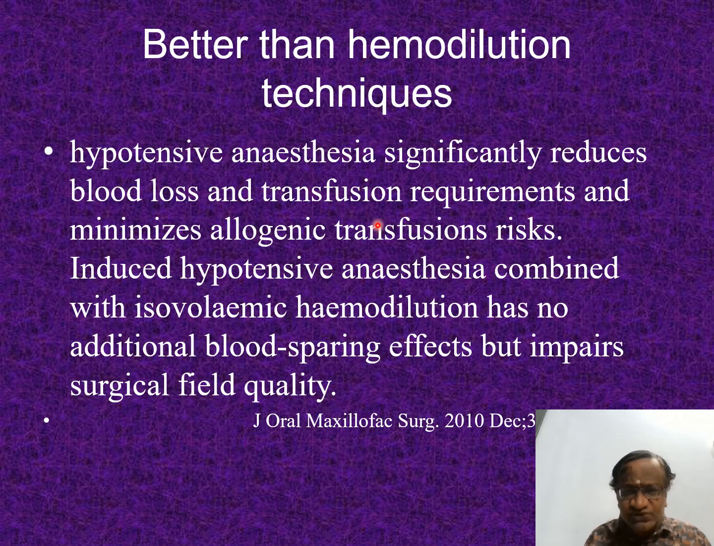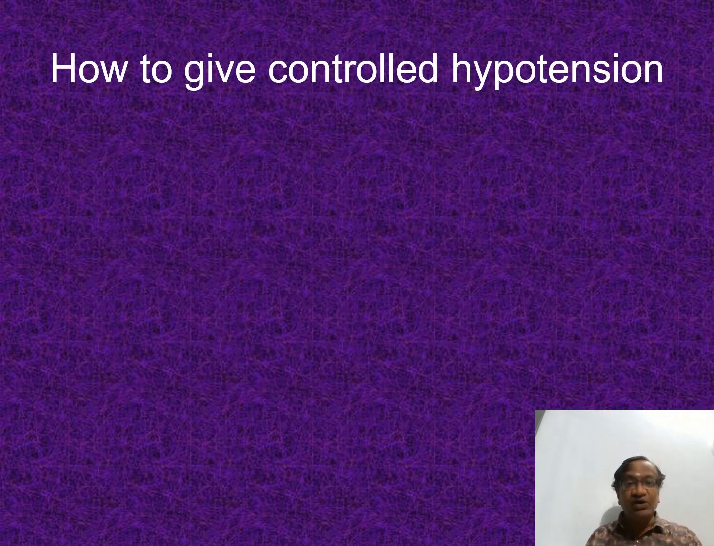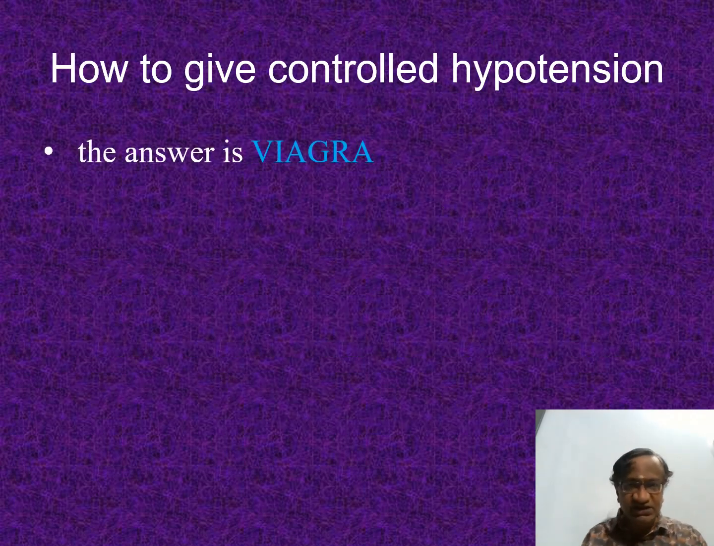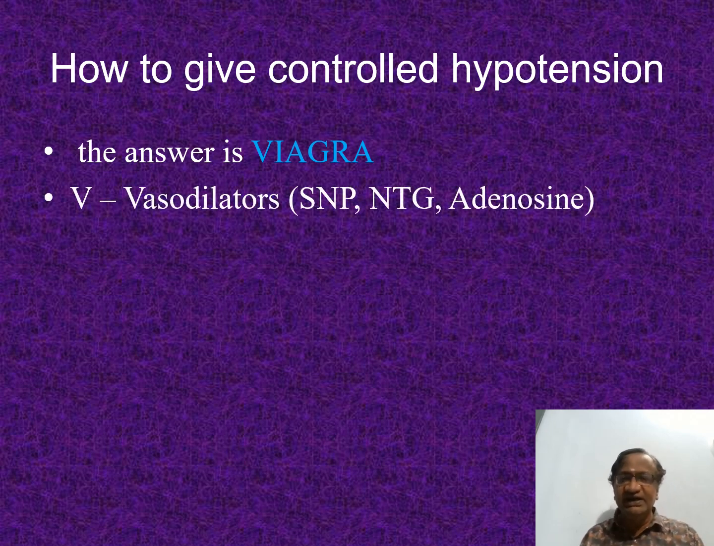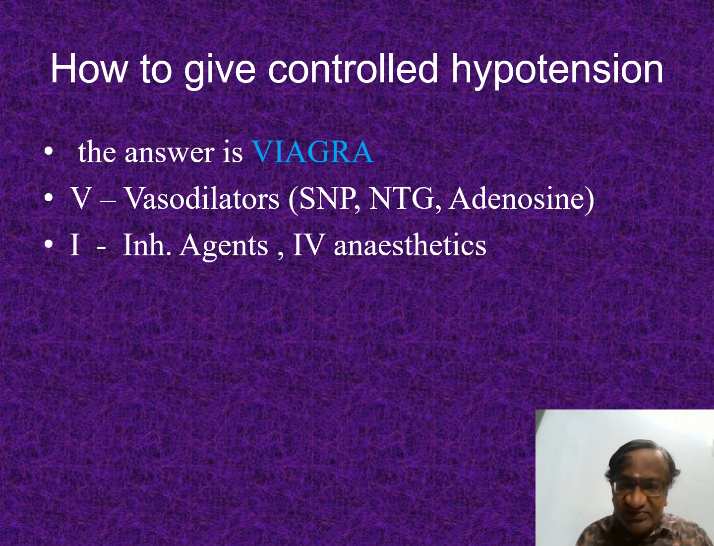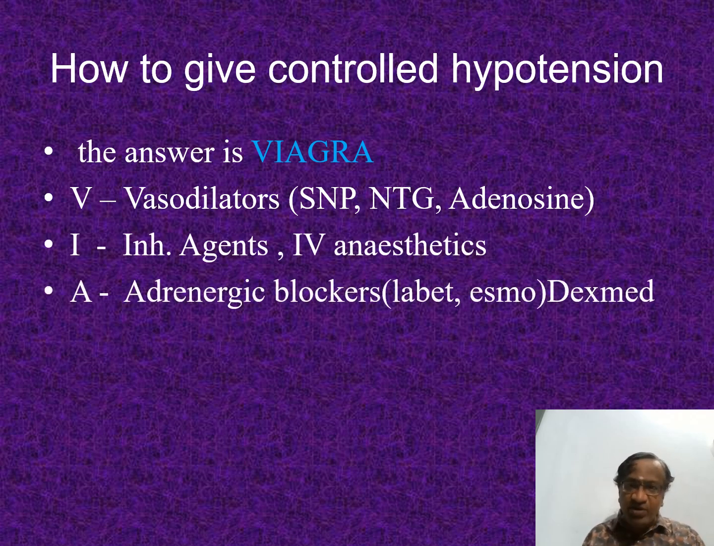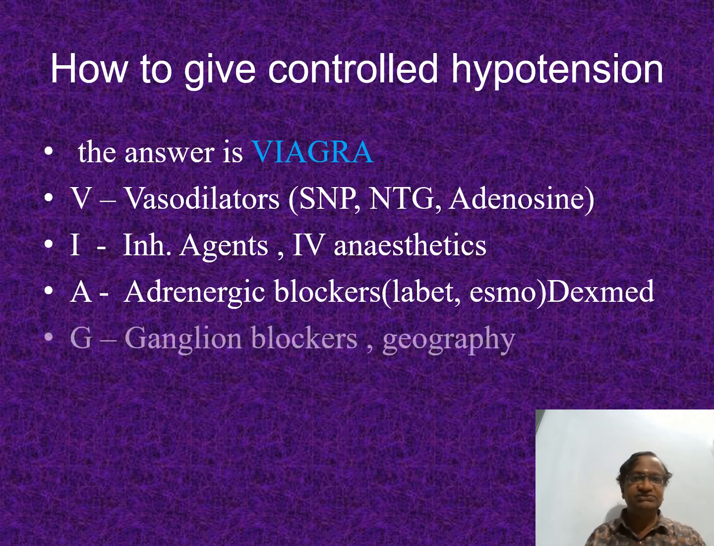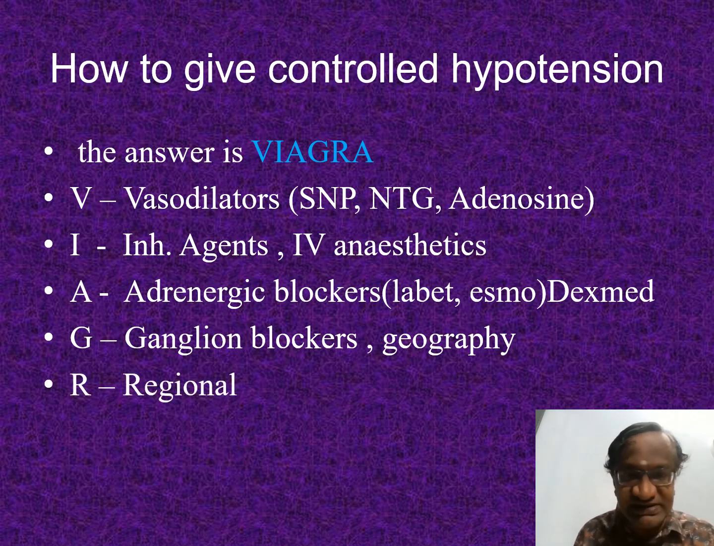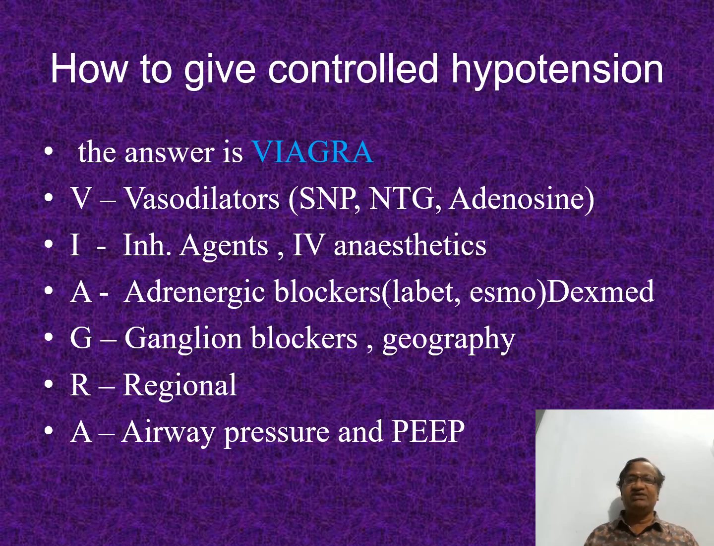Hypotensive anesthesia significantly reduces blood loss and transfusion requirements, and induced hypotension is almost equal to hemodilution methods. How to give it? The answer is VASCULAR. What is this? Vasodilators: SNP, NTG, adenosine. Inhalational agents and IV anesthetics. Adrenergic blockers: labetalol, esmolol, and dexmedetomidine. Ganglion blockers and geographical position. Regional anesthesia like epidural and spinal. Airway pressure and PEEP. These are all. So whenever you do controlled hypotension, there are two things: spine and Viagra. If you write the indications and how to give, then you are in it.